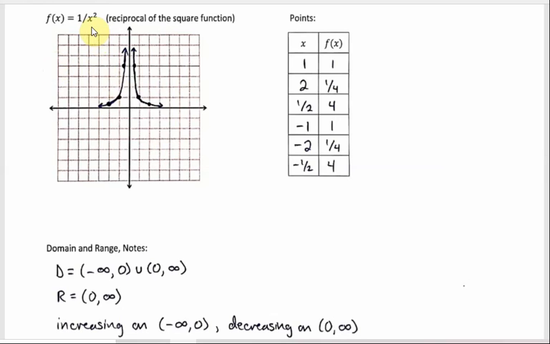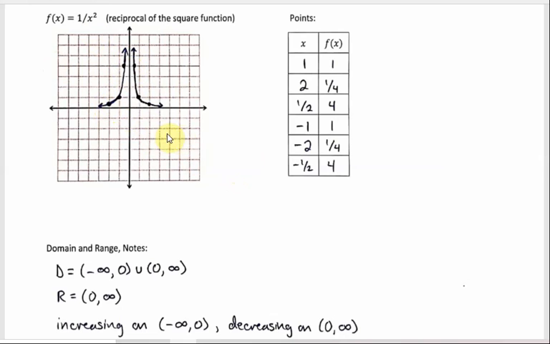And then the other thing is that this is undefined when x equals 0. So you're still going to get that vertical asymptote. Notice that this time both sides go up when they're approaching the vertical asymptote. That's fine. You can have them both go up, you can have them both go down, you can have one go up and one go down.